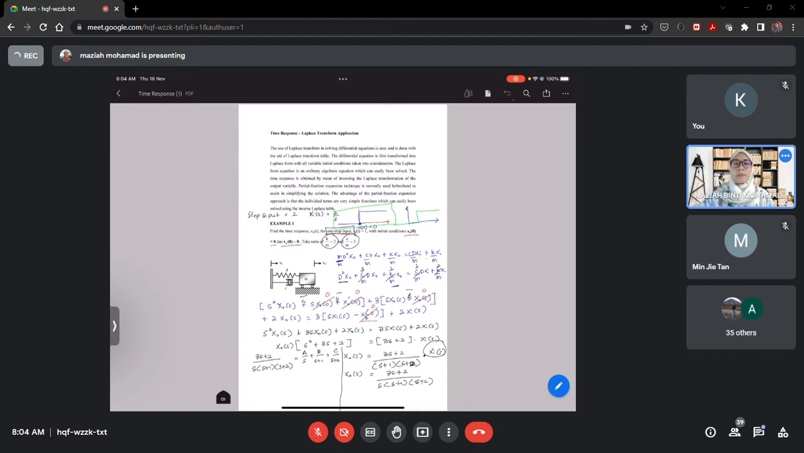Okay, so let's recap what we have discussed yesterday. Yesterday we started chapter 3, which is time response analysis. We discussed what a time response is. I explained the function of time response, and then we went through the steps in order to get the time response equation.